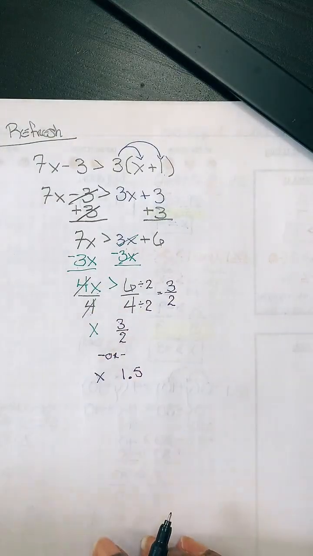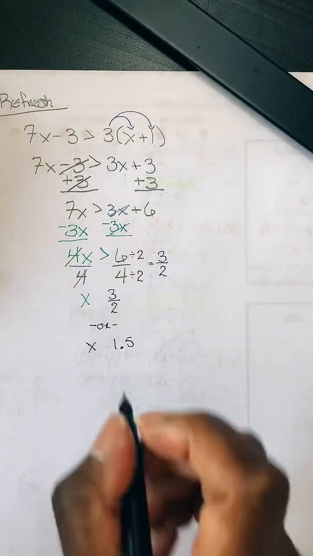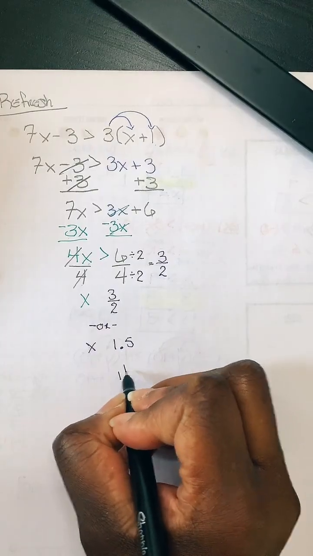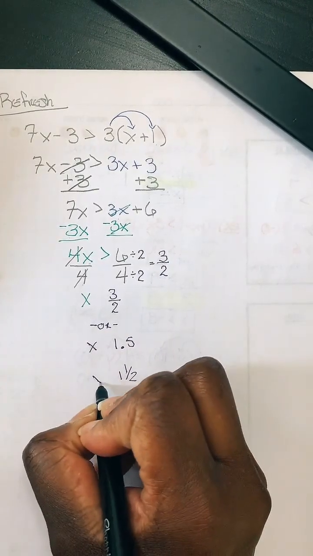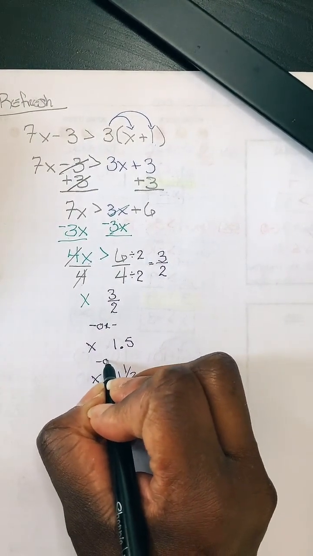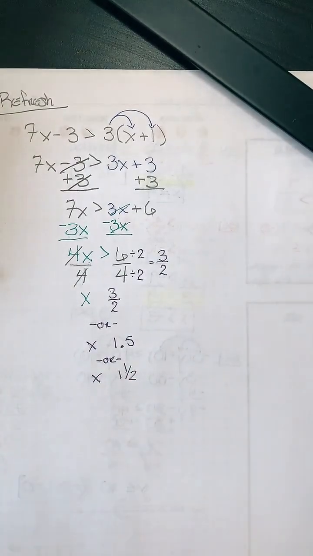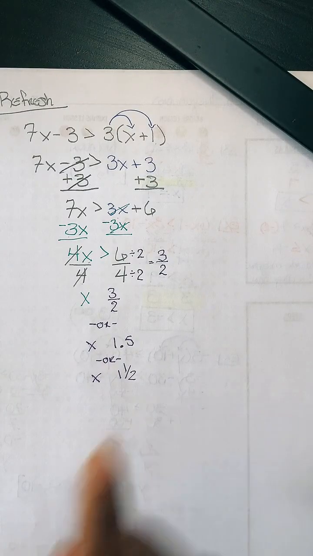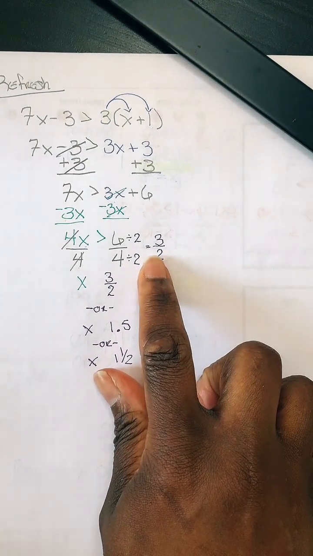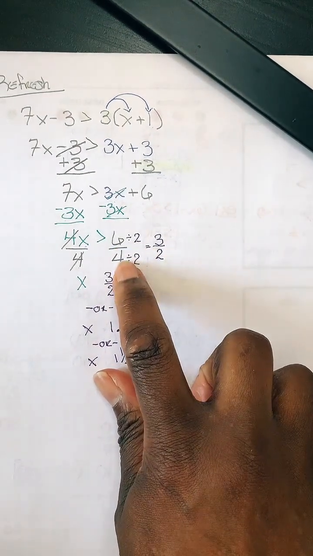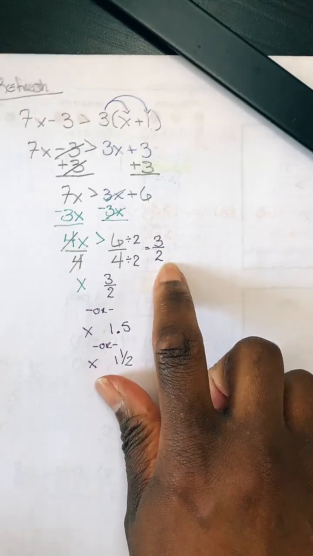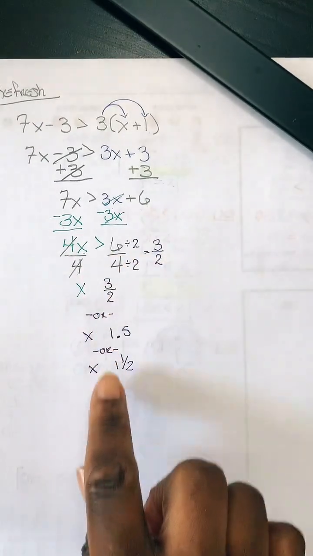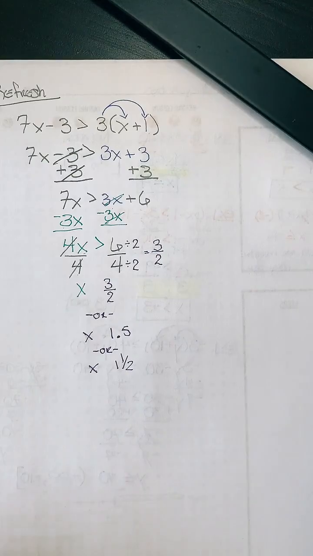What about the inequality sign or a mixed number? Okay, what about the inequality sign? Is it going to stay? Does it turn to equal? No, it doesn't. Once it's an inequality, it stays an inequality. I just put the equal here just so you can see that 6/4 is equivalent to 3 halves. But once it's an inequality, it stays an inequality.